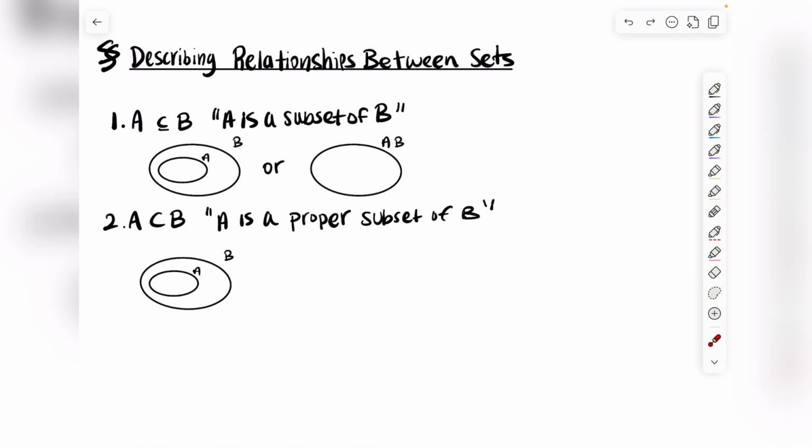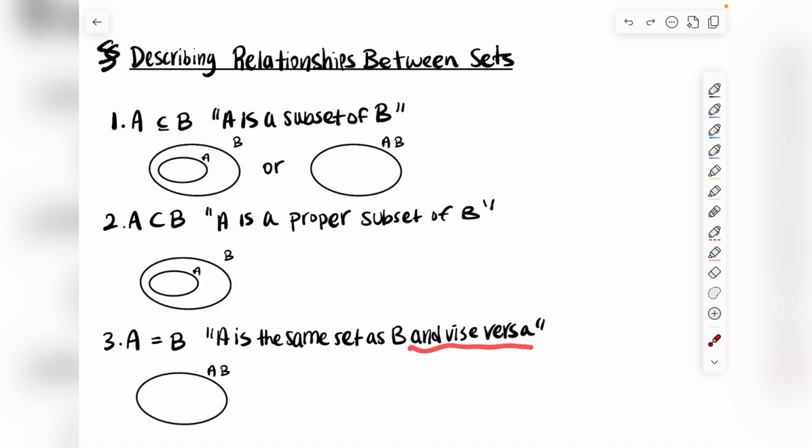Now, the third type of relationship is when A is equal to B. So we're taking care of this equal sign here. So that's just going to be this one, where A is the same as B, and vice versa, B is the same as A.